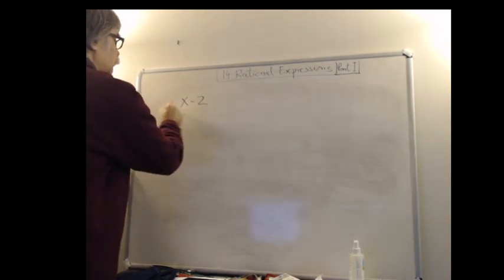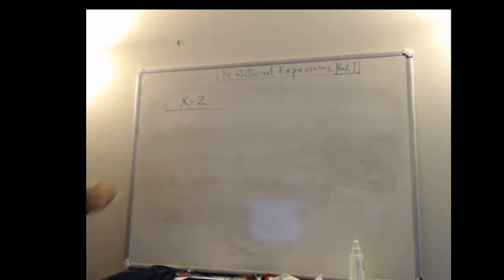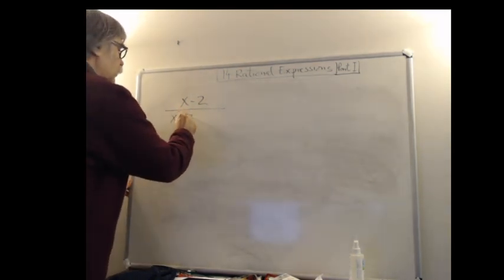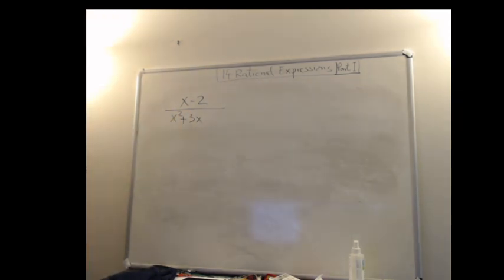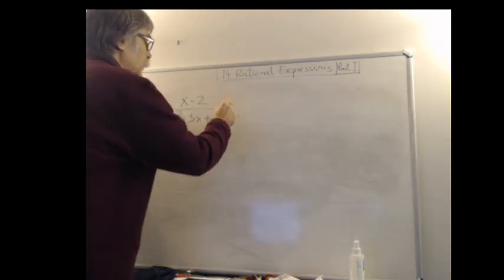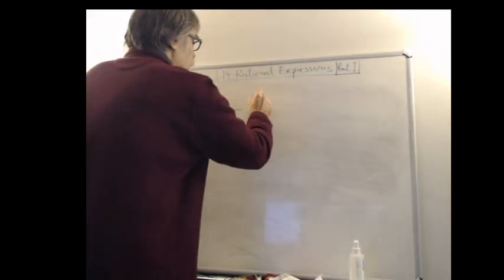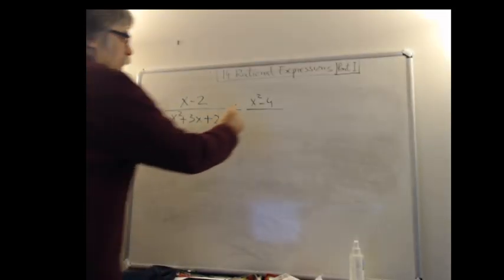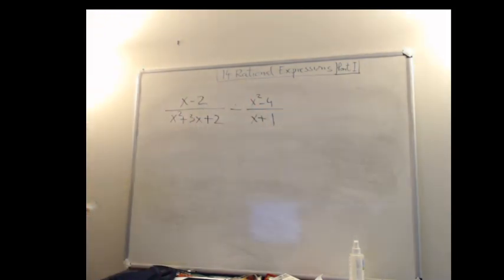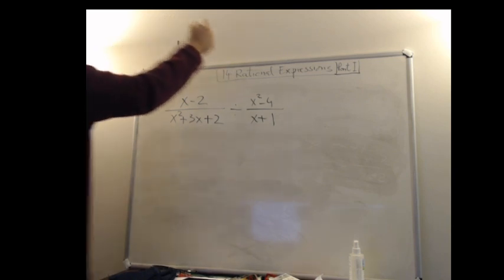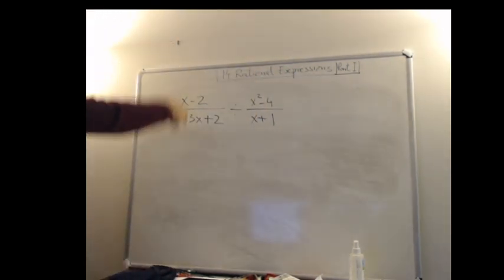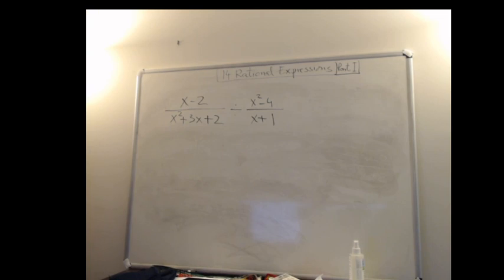X minus 2, and I have an x squared plus 3x plus 2, and I want to divide that with another rational expression, x squared minus 4, and that is divided with x plus 1. Okay? So that's a division. You are dividing two rational expressions. This one here with this one here. So you see, oh, it's a whole new ball game.